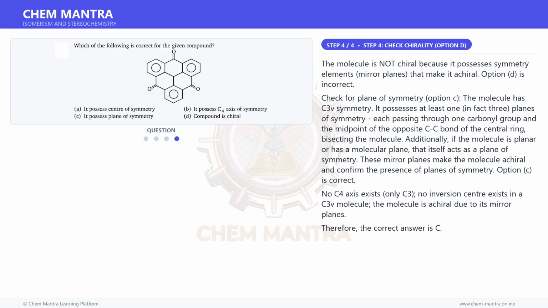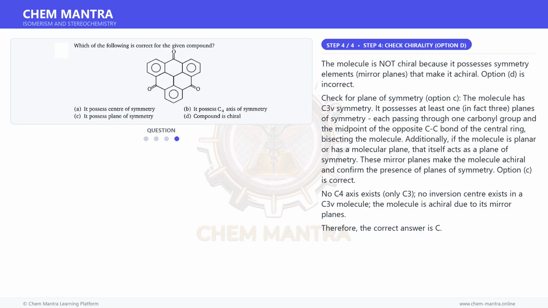Option C. The molecule has C3v symmetry. It possesses at least 1, in fact 3, planes of symmetry, each passing through one carbonyl group and the midpoint of the opposite C-C bond of the central ring, bisecting the molecule. Additionally, if the molecule is planar, the molecular plane itself acts as a plane of symmetry. These mirror planes make the molecule achiral and confirm the presence of planes of symmetry.